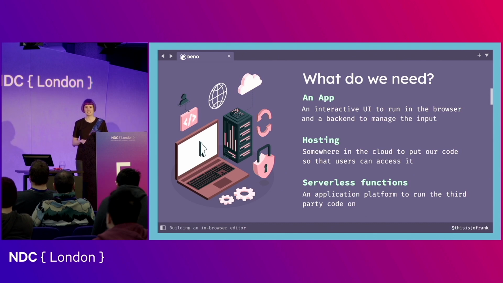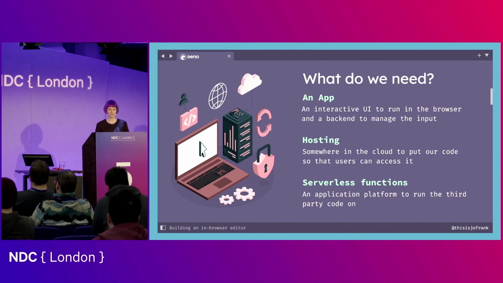Then we're going to need some hosting, which we're going to run this on, and a place where they're going to be presented with a URL they can visit. Finally, we're going to need an application platform that we can actually run the user's code on, likely something with serverless functions.